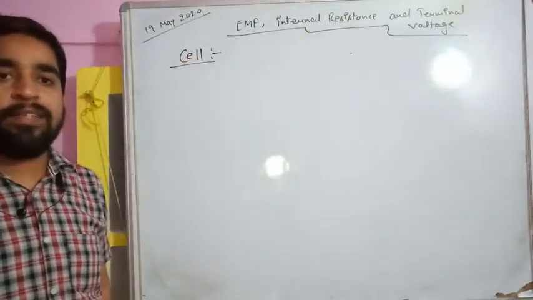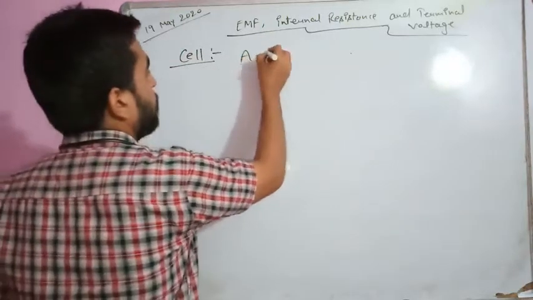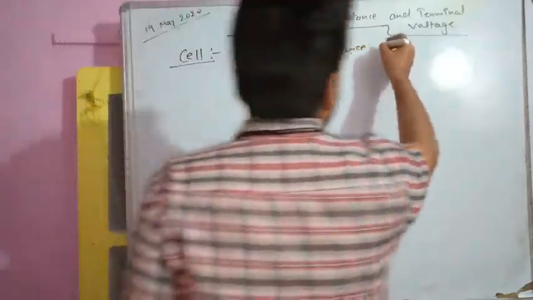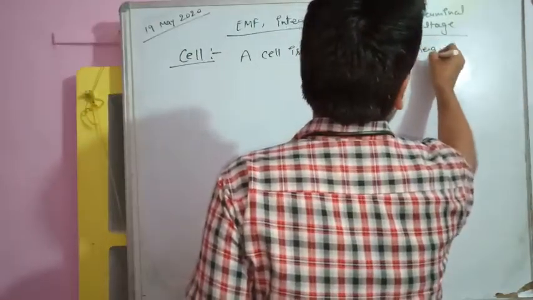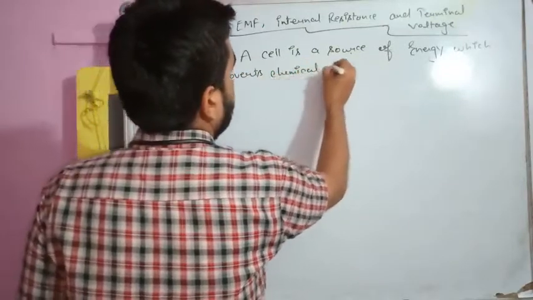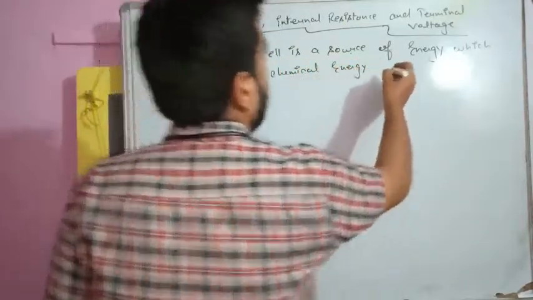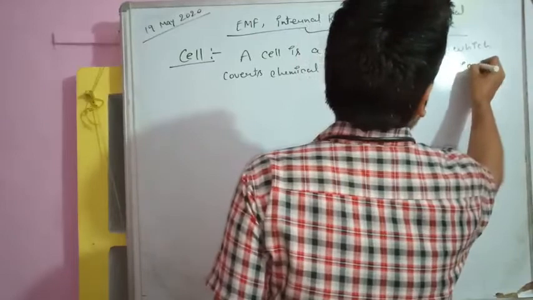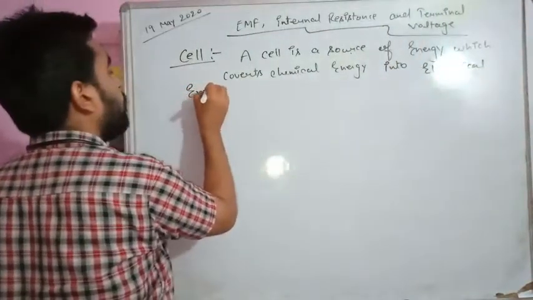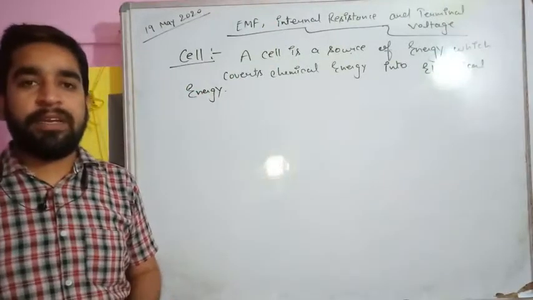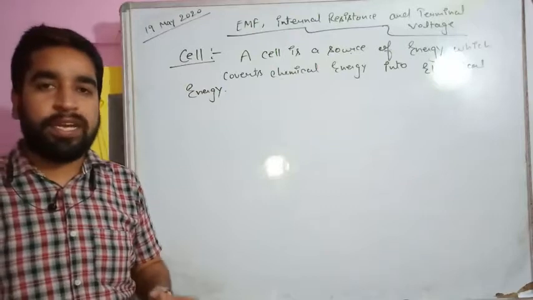So a cell is a source of energy. A cell is a source of energy which converts which energy to which energy? So a cell is a source of energy which converts chemical energy into electrical energy. So students, learning this definition is very easy. Even you have done it in your previous classes as well. That a cell is a kind of arrangement which converts chemical energy into electrical energy.